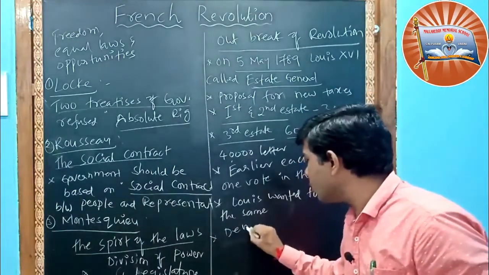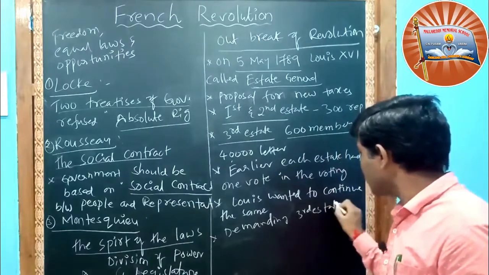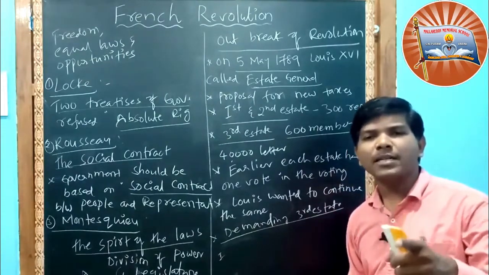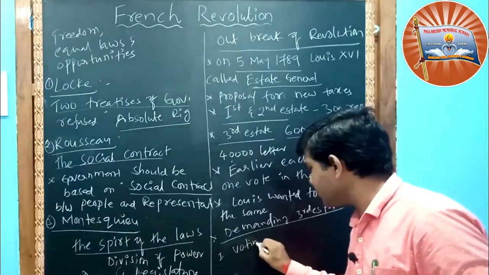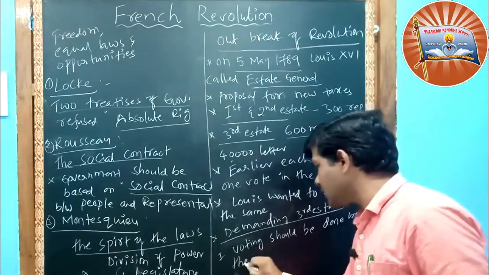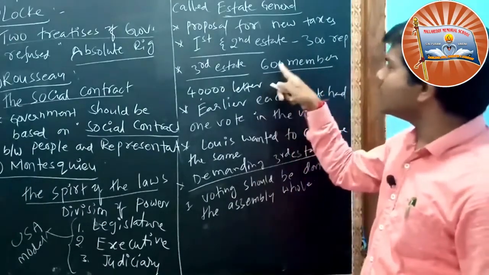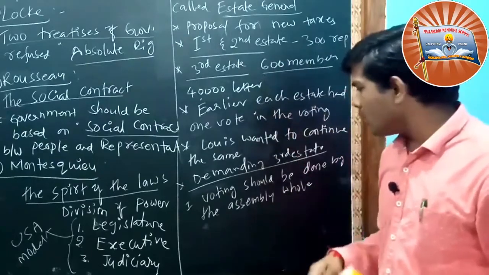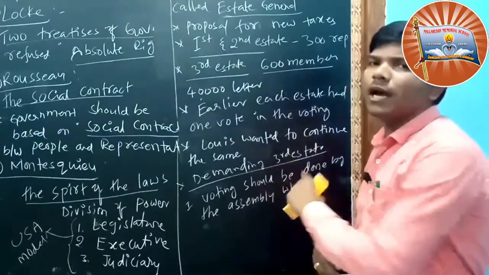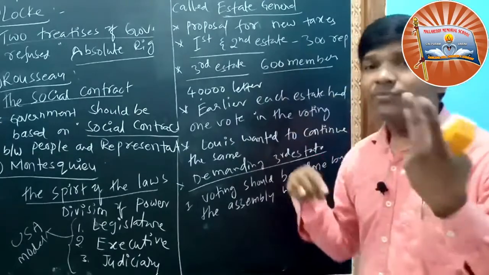What is the demand? Who is demanding? The third estate. The third estate is demanding that voting should be done by the whole assembly. How many members attended? 300, 600, 900 people. The majority is third estate. That means they are asking that one member should have one vote. 600 members, 600 votes. The 300 members, 300 votes.